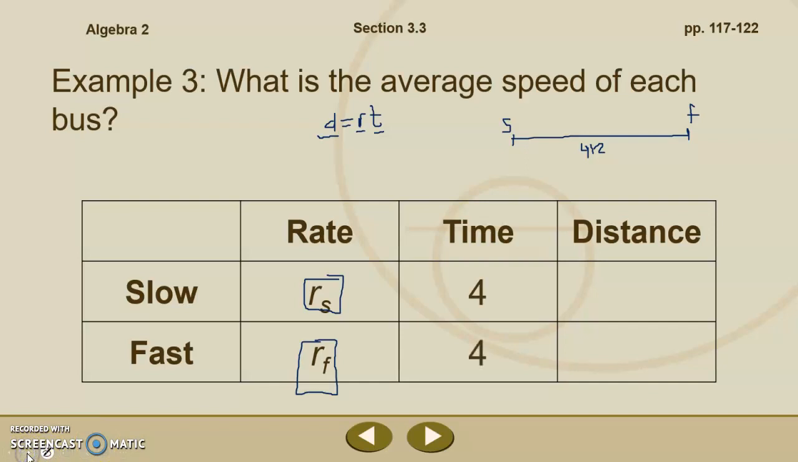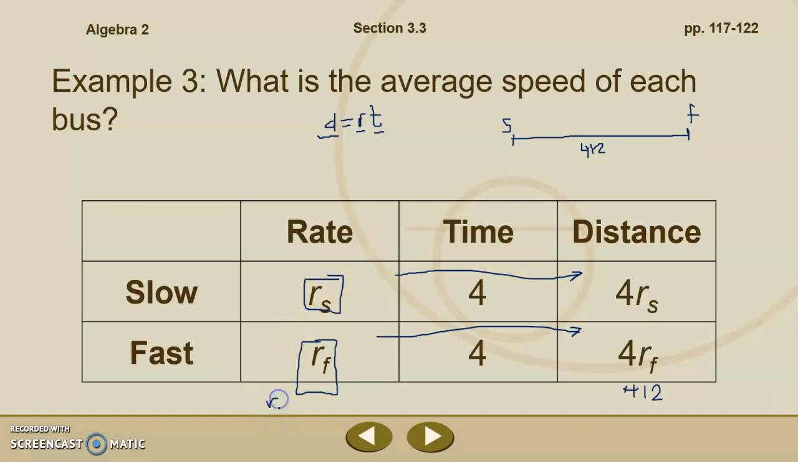We know that they meet in 4 hours, so they each drove for 4 hours, and distance equals rate times time. So we write an expression for the distance of both vehicles: 4 times RS and 4 times RF, or 4S and 4F. If we add their distances together, the total is 412 miles. We don't know how much each one drove, but we know they drove a total of 412 miles. It also tells us one travels 3 miles an hour slower.